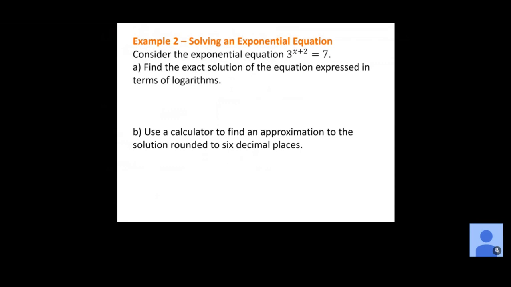All right. So if we've got 3 to the x plus 2 equals 7, again, the first thing we always want to look at is, can we get the same base on both sides? So is there any way I could rewrite the 3 or the 7 to make them have the same base?